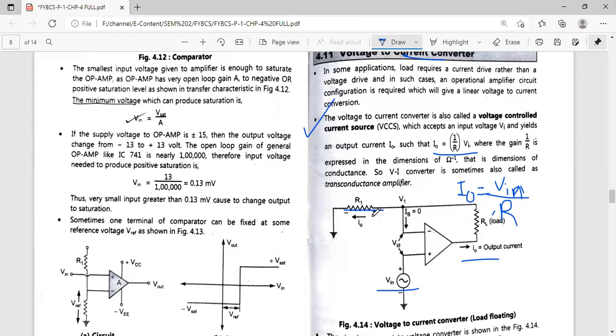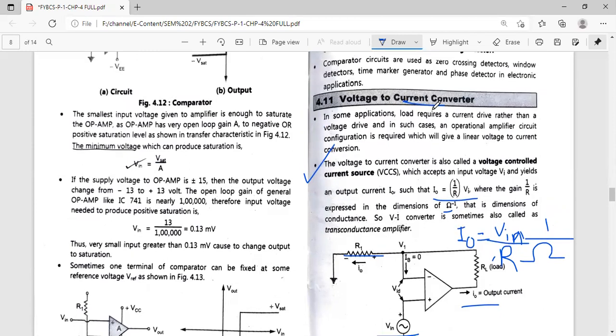Now 1 upon R is expressed in terms of Ohm inverse. This is a general term. The unit of resistance is Ohm, and 1 upon Ohm is Ohm inverse, simple. That is the dimension of conductance. So the V2I converter is sometimes also called a transconductance amplifier. Remember one thing here, the voltage to current converter has three different names. The first name is voltage to current converter, the second name is voltage controlled current source, and the third name is transconductance amplifier.